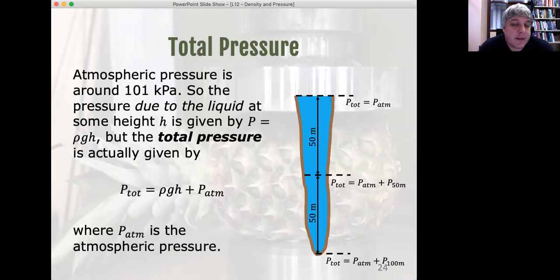So you can figure that out at any height. You just have to remember that the total pressure is different from the pressure just due to the liquid. It's a good idea to keep both in mind, to calculate both. The pressure due to the liquid is how much more pressure there is that far down than there is at the surface, and that's still useful information. But the total pressure that far down is equal to atmosphere plus that extra pressure due to the liquid.